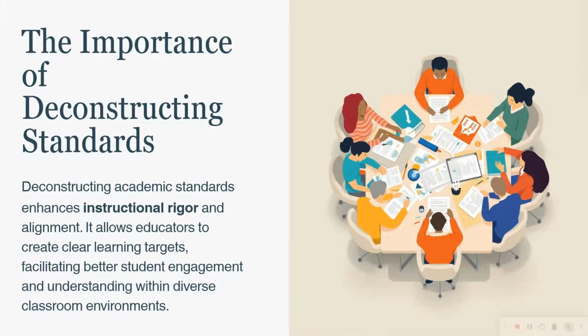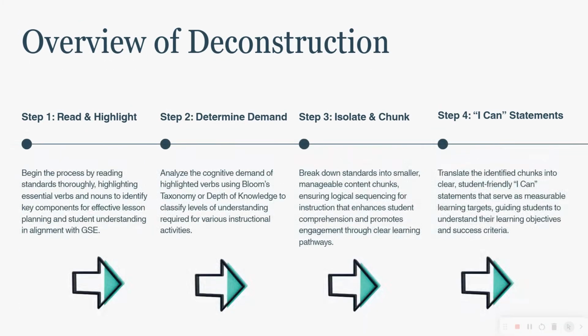This guide is designed to support you in facilitating learning sessions that align with Georgia standards and in unpacking standards into appropriate learning targets and I can statements. We begin the process by reading content standards thoroughly and carefully, identifying essential verbs and nouns to illuminate the key components for effective lesson planning and student understanding in alignment with Georgia standards.